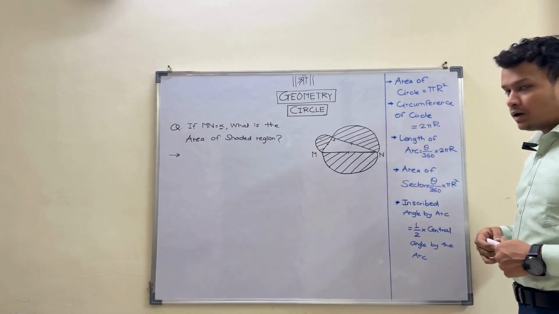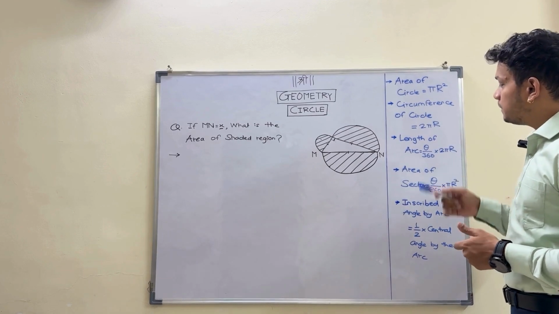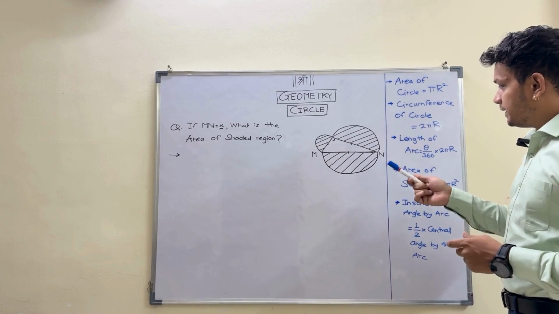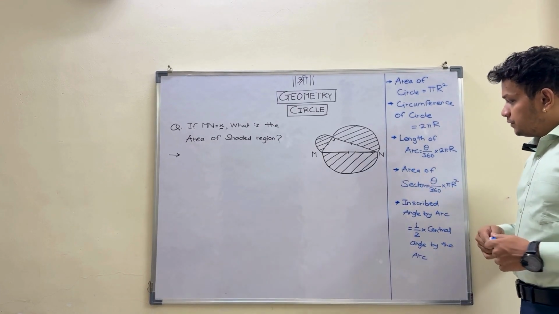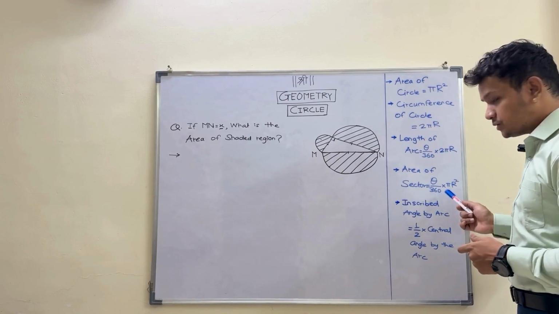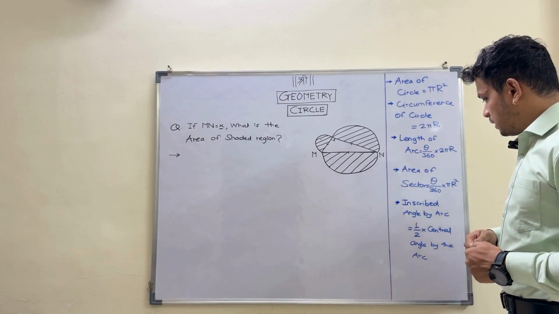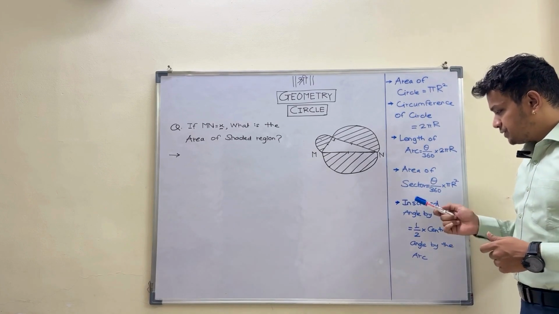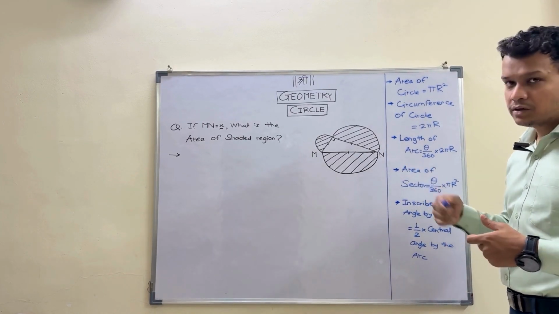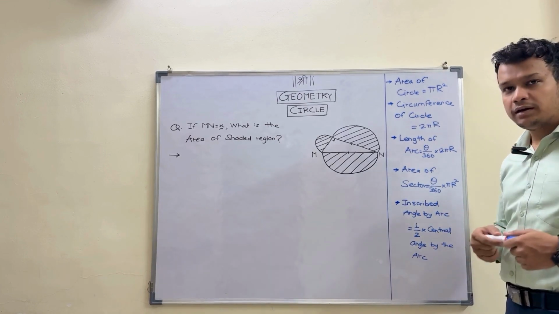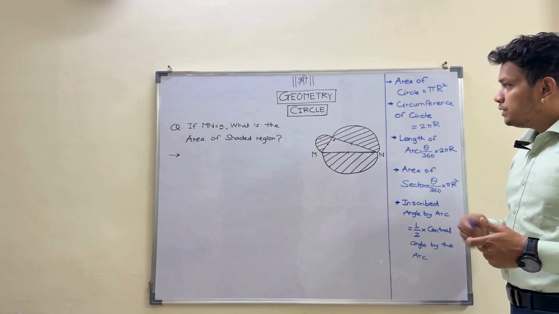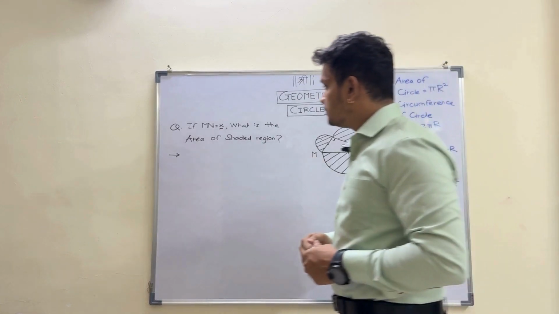Then we saw length of arc. How can we define it? It's theta by 360 into 2 pi r, where theta is the angle subtended by the arc at the center. Then we saw area of sector similarly, which is theta by 360 into pi r square, where r is the radius. And we saw one of the properties which tells us the inscribed angle made by the arc at the boundary of the circle is always half the central angle made by the arc at the center, correct? So now we'll move to the question quickly.